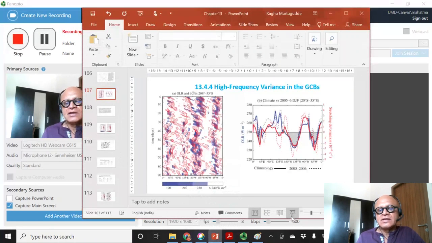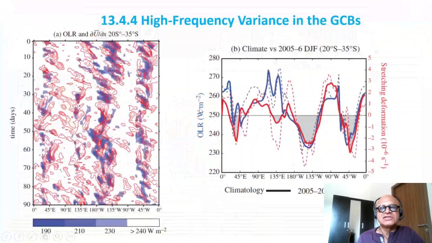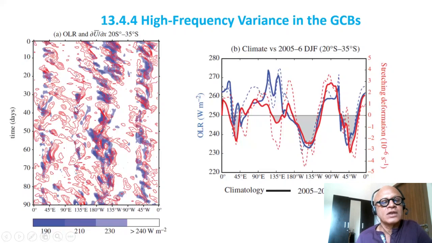Edging towards the end, let's look at the transients in the Great Cloud Band, which we called high frequency variance in OLR and so on before. So again, looking at OLR and the stretching information between 20 south and 35 south in the longitudinal band. So these are times, and you clearly see propagating features, but it's not always so clear. So one has to be careful about what theories can explain these things.